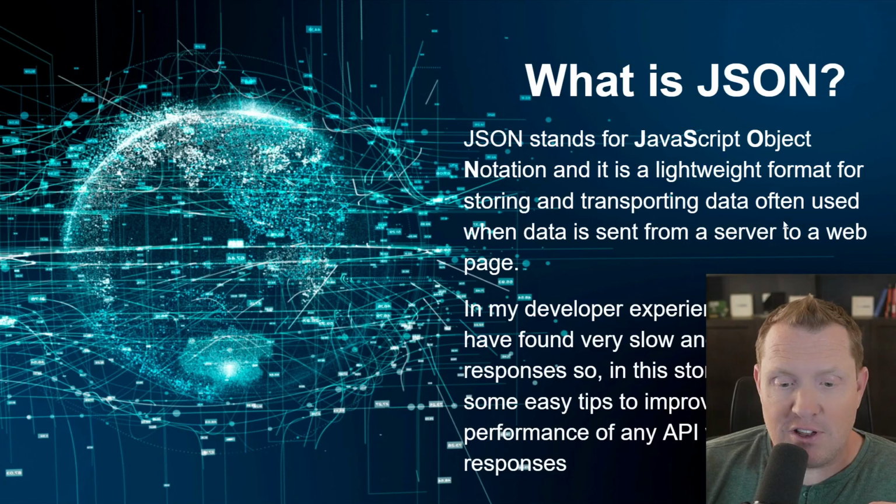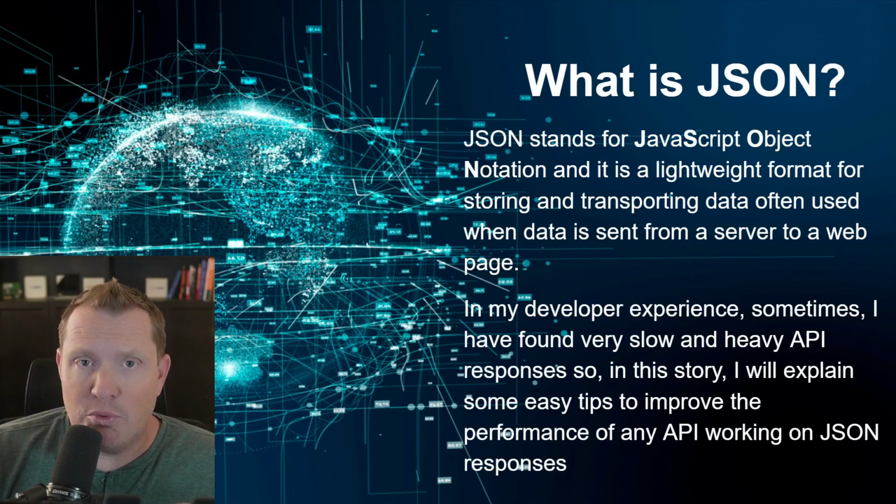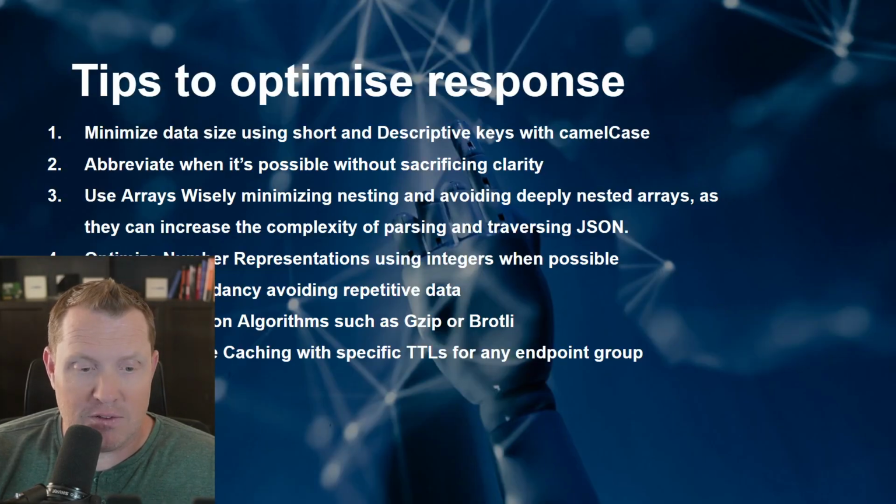Now, what is JSON? Let me move my head here so you can see what we're talking about here. So what is JSON? It stands for JavaScript Object Notation. It's a lightweight format for storing and transporting data, often used when data is sent from a server to a web page. So in this, we're going to explain some easy tips to improve the performance of any API that works with JSON response, which is quite a few different APIs.